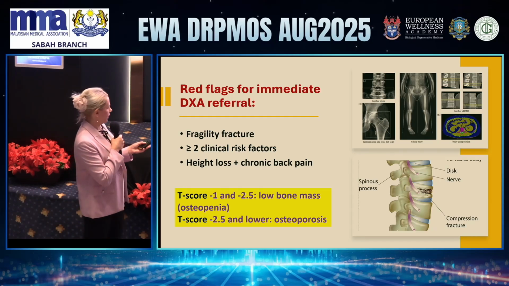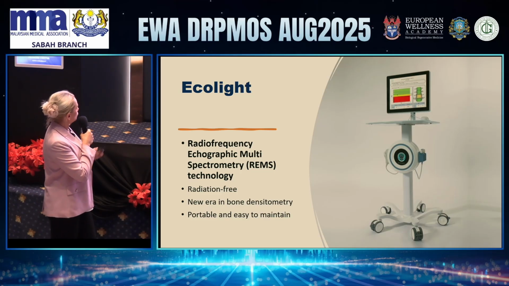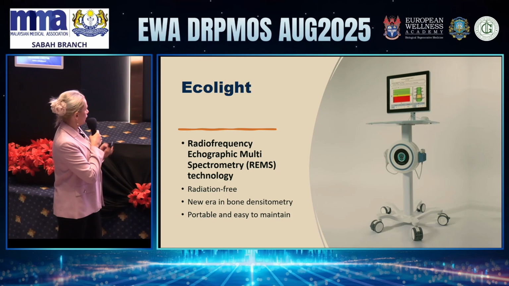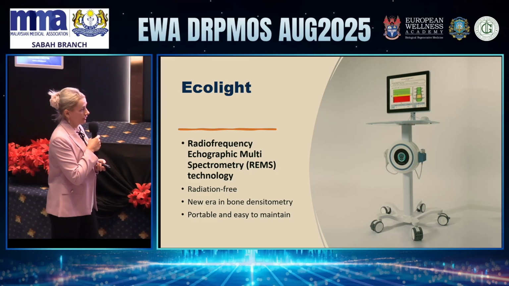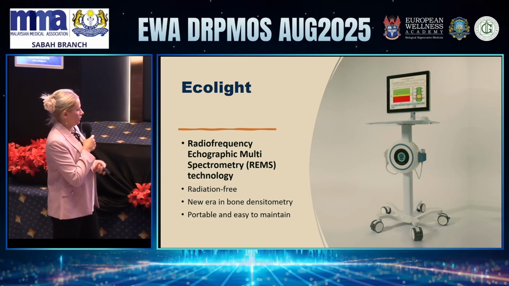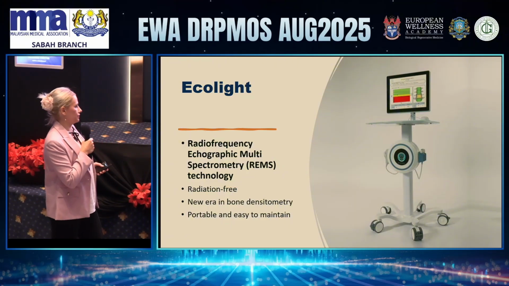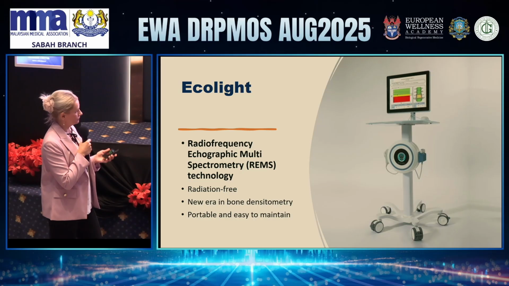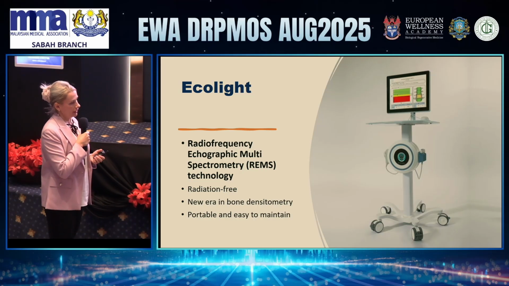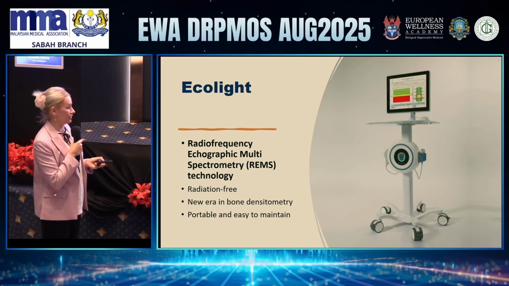comparison to age-matched peers. Ecolight, as I said, radiofrequency echographic multispectrometry, is radiation-free, new, portable and easy to maintain, and as I said, also very accurate compared to DEXA. No need for any protecting shields, no need for extensive maintenance, and it's quite fast. This diagnostic is quite fast and quite easy. So I think later on it will replace the X-ray based densitometry.